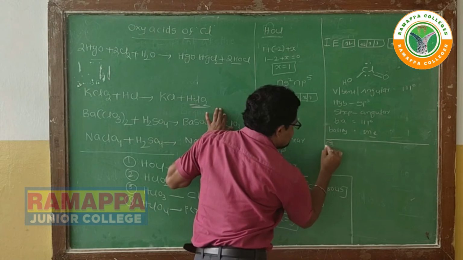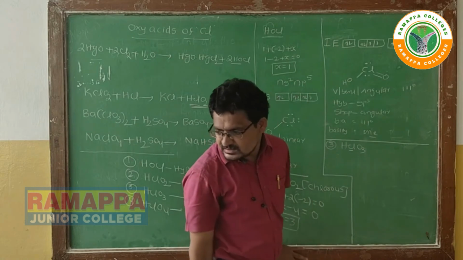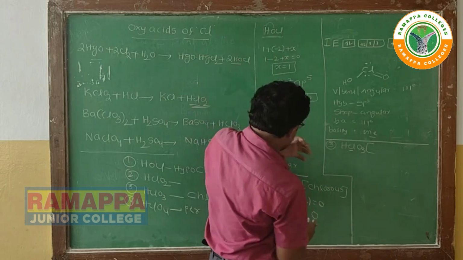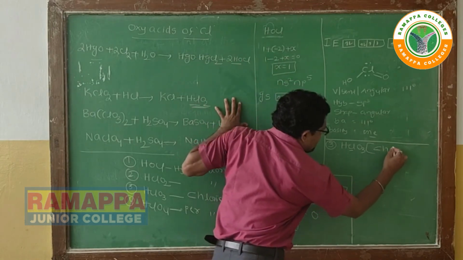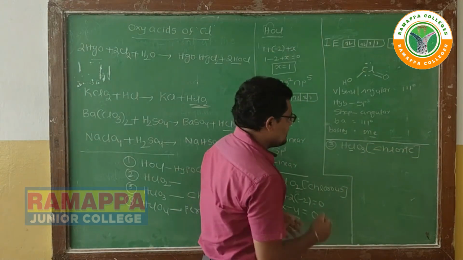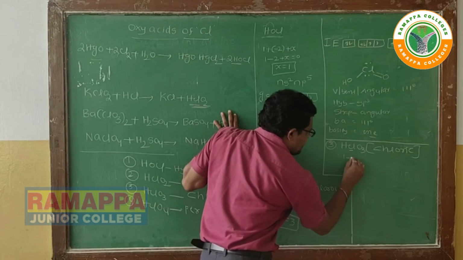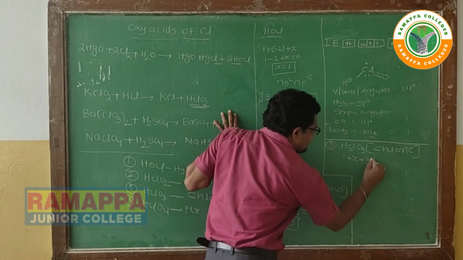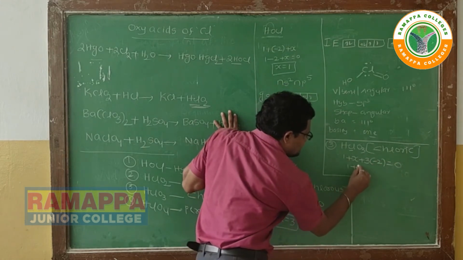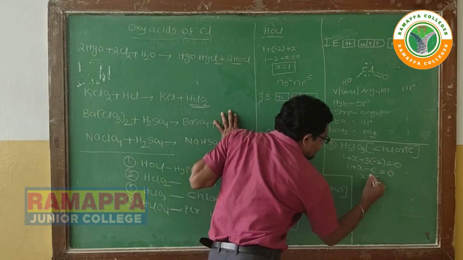Next, chloric acid. Its formula is HClO3. Now HClO3 means this is hypochlorous, this is chlorous, this is chloric. Its name is chloric acid. Now first we find the oxidation state. How to find that oxidation state? Here 1 plus X plus 3 into minus 2 equal to 0. Then 1 plus X minus 6 equal to 0. Simply X equal to 5.